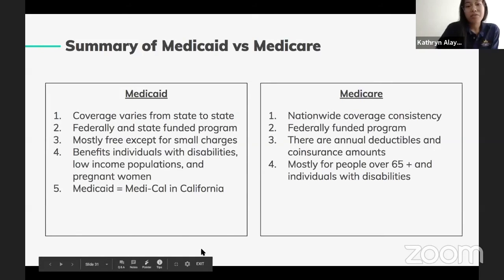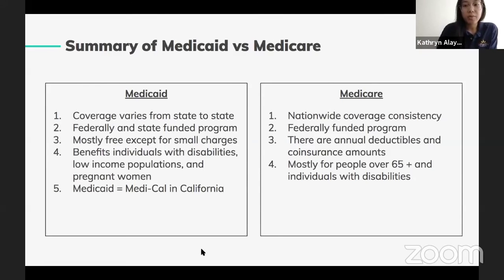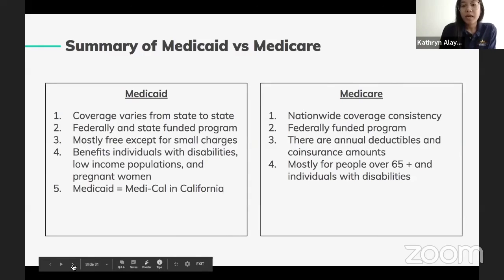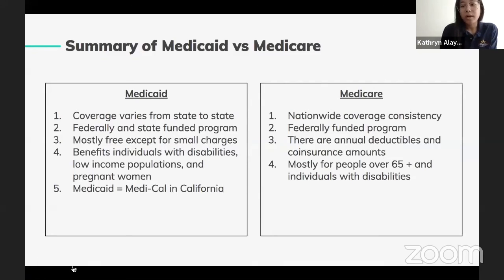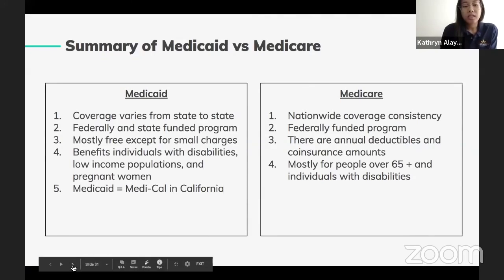Alrighty, so I know that was a lot of information. So we made a brief overview right here comparing Medicaid versus Medicare. Medicaid coverage varies state to state, while Medicare coverage is consistent nationwide. Medicaid is a federally and state funded program, while Medicare is just federally funded. Medicaid is mostly free, though there are a few small charges, and for Medicare, there are annual deductibles and co-insurance. Lastly, Medicaid mainly targets folks with disabilities, low-income populations, and pregnant women, while Medicare is mainly for people over 65 and people with disabilities. And again, Medicaid is called Medi-Cal in California.